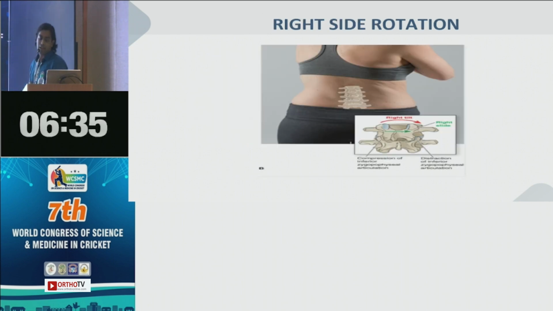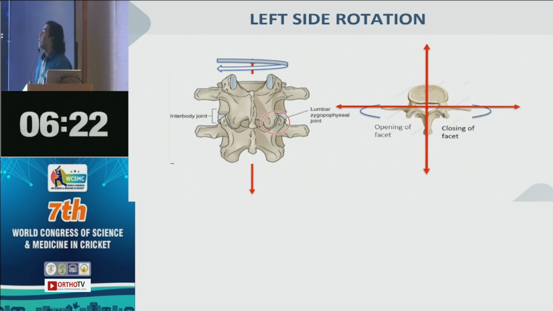On the right side rotation, now there is a right tilt, there is a right slide, there is compression on this side and distraction on the right side. That means more space is created on the right, and there's more distraction and more compression happening on the left side. On the left side rotation, exactly the opposite is happening, with opening of the facet on the left side and closing of the facet on the right side. Now, this is where a little bit of the situation changes.